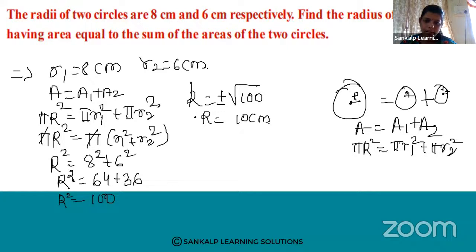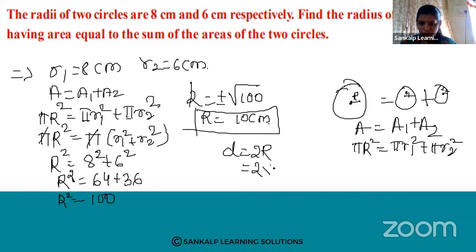Find the radius. Okay. So if they ask the diameter, then D is equal to 2R, so 2 into 10, that is 20 centimeter. Here they asked only the radius. Okay. I think this question is understood to all of you, right?